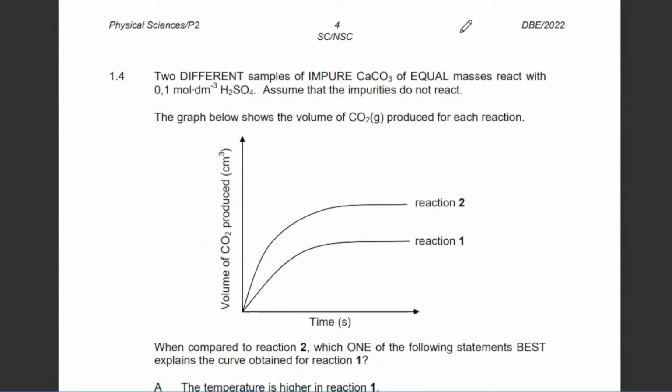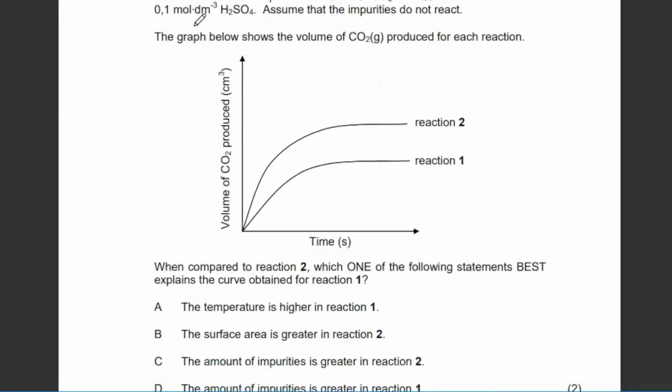1.4, two different samples of impure calcium carbonate of equal mass react with 0.1 mole per decimeter cubed of sulfuric acid. Assume that the impurities do not react. So it means that you are scooping out the impurities. So what are they saying? The graph below shows the volume of carbon dioxide produced for each reaction.